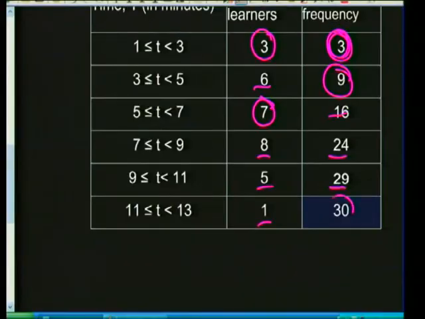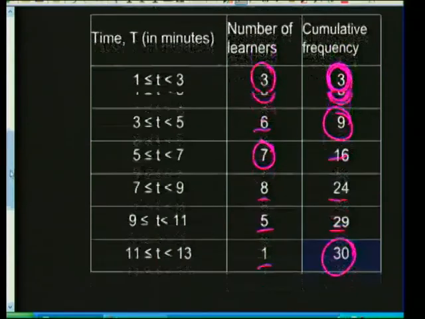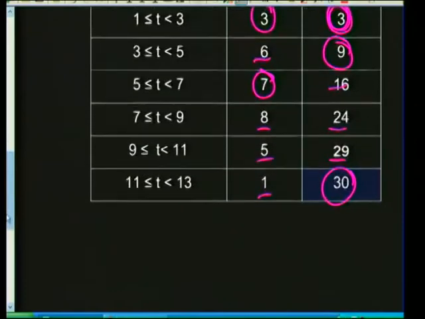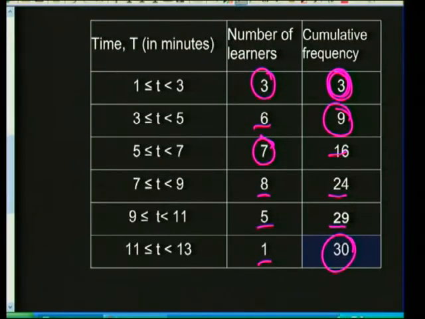A quick checkpoint for yourself is that the final amount in your cumulative frequency table has actually always got to add up to the total amount of numbers in your data. And remember, we were told that there were 30 learners. So that, in fact, will then be the correct cumulative frequency table, okay? Now from here, we draw a cumulative frequency graph, which we call an ogive graph, okay? Your ogive graph very much looks like an S-curved graph, okay? And it represents your cumulative frequency.